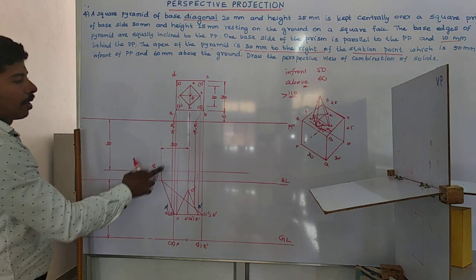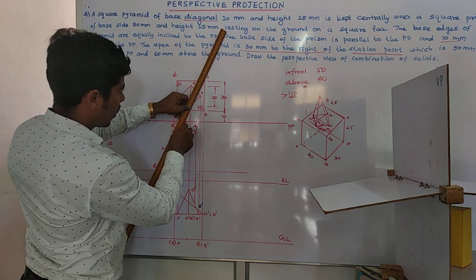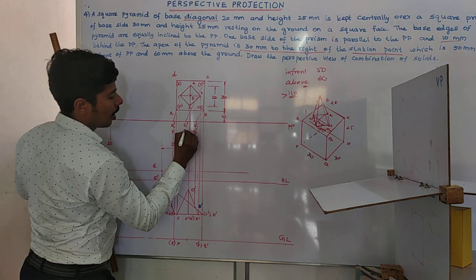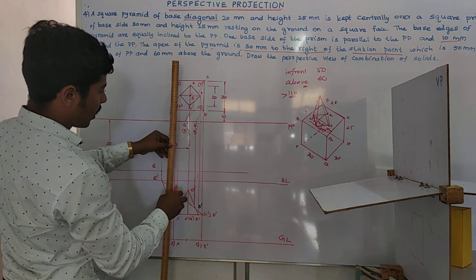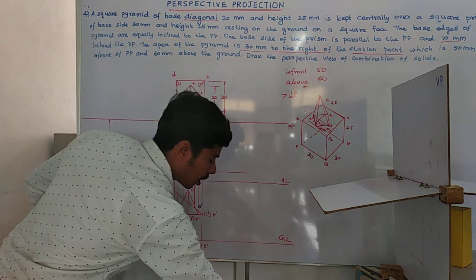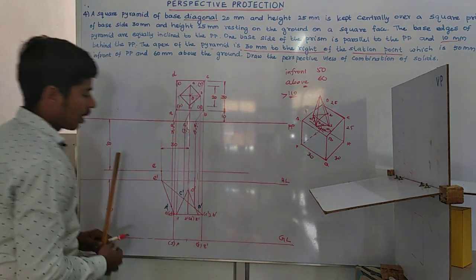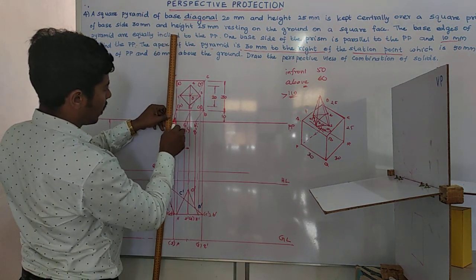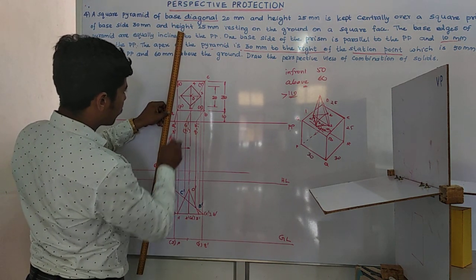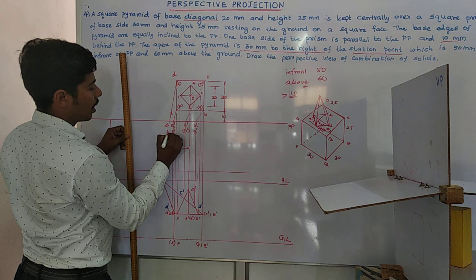From C, already drawn, C1. So this point is C1 dash and R1 dash. From C1 dash, draw the line towards down. So this point is our C dash. Then similarly D also. From E to D, this point is D1 dash and S1 dash.